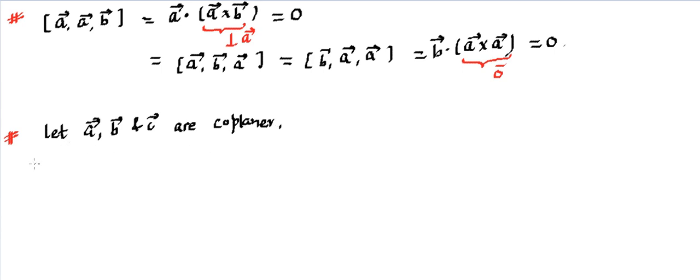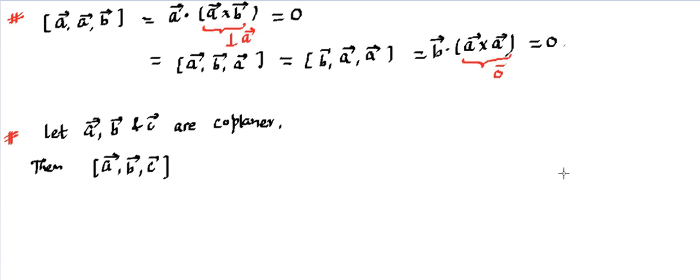Then we want to know what this value is going to be: A, comma B, comma C. When we write in this manner, that means we are talking about the scalar triple product. The given thing is that A, B, C are coplanar. That means all the three vectors are lying in the same plane.